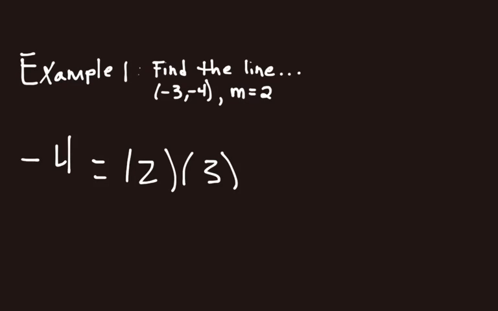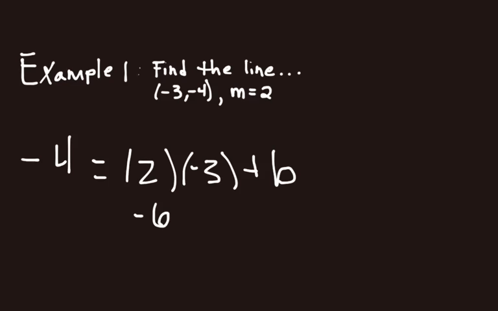Right, so the operation here was to take the point and the slope and to come up with a line. And so we wrote down negative 4 equals 2 times 3 plus b. Okay, and so at this point that becomes 6, right? Negative 3. Oh, sorry, negative 3, you're right.